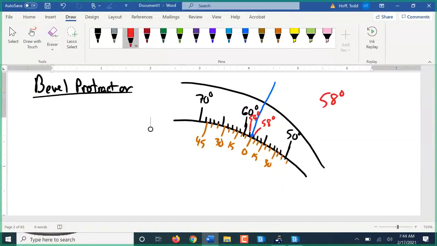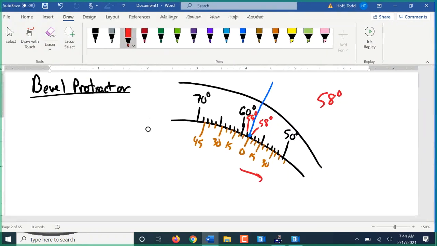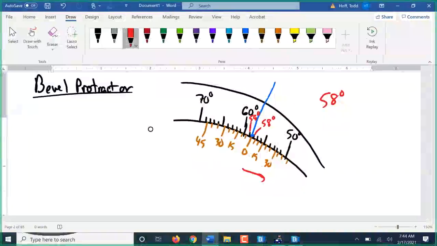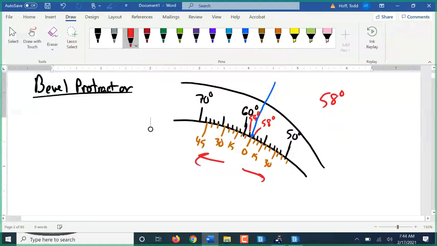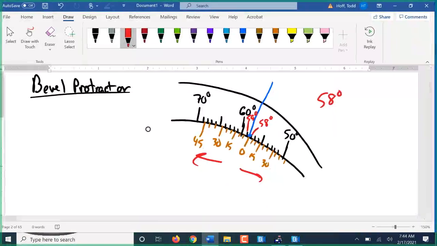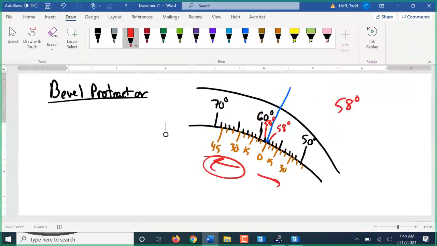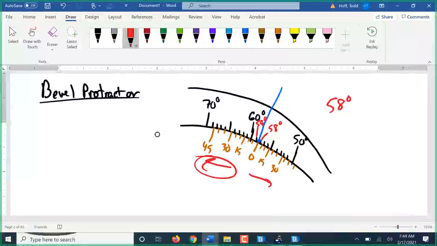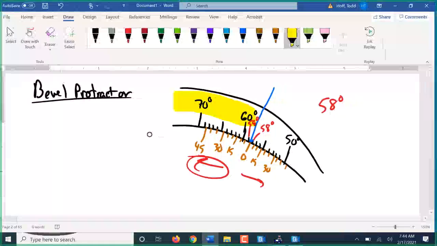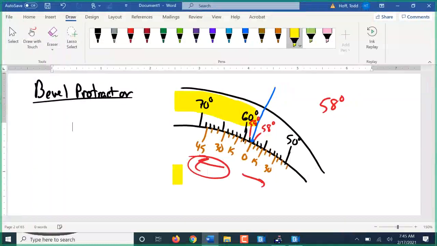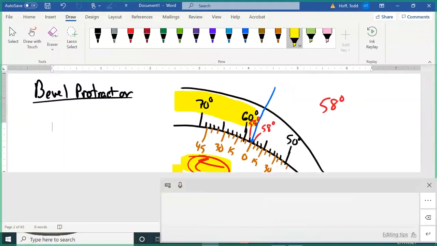Now the vernier scale goes both directions. Do we go to the left or do we go to the right to read the vernier scale here? We're going to go to the left. How do we know that we have to go to the left to read the vernier scale in this one? Yeah, the main scale is increasing going to the left. So we read the vernier scale always in the direction in which the main scale is increasing. We have to go to the left.